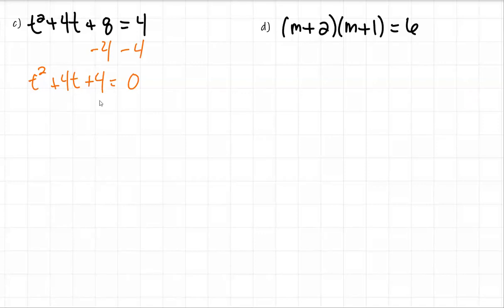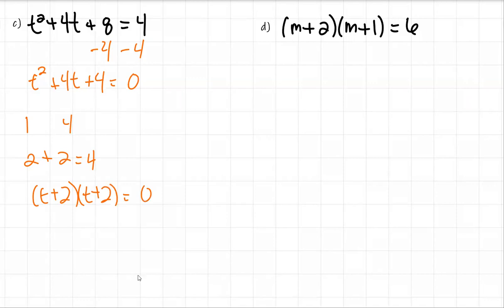All right, so factors of 4: 1 and 4, and then 2 and 2. Both of them are positive. They have to add up to 4. We see that 2 and 2 give us 4. So then I have t plus 2, t plus 2 equals 0.